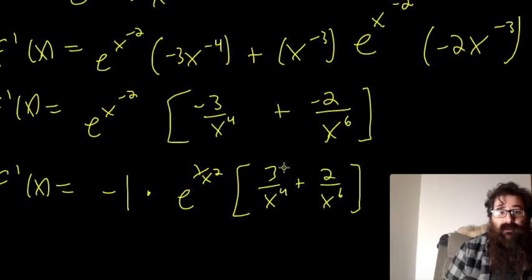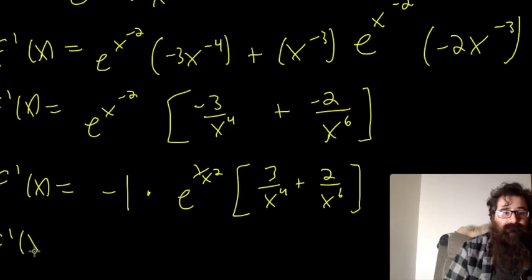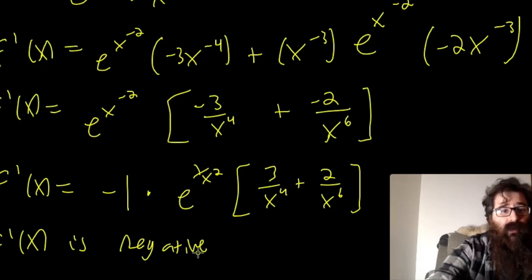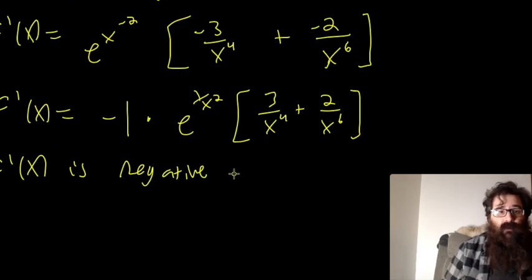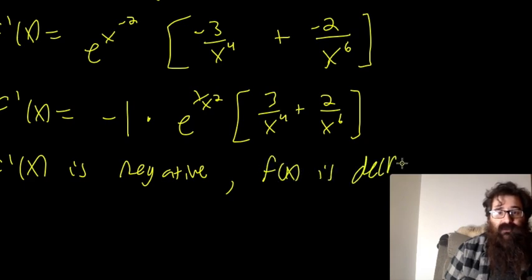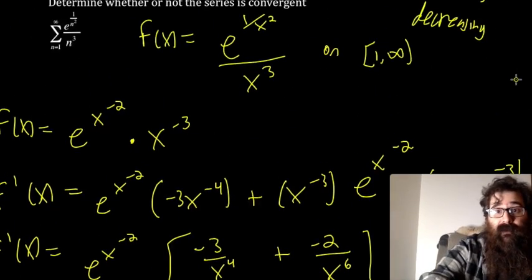Think about what you're plugging in. You're plugging in values on the interval from 1 to infinity. So this is going to be positive, this is going to be positive, the sum is going to be positive, times something positive, bam, multiplied by a negative 1. F prime of x is negative, which is telling me right away with no ambiguity that f of x is decreasing on that interval from 1 to infinity. I have a decreasing function. I'm happy to say that right now.